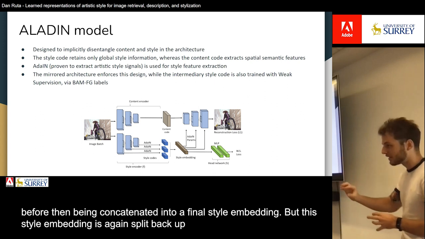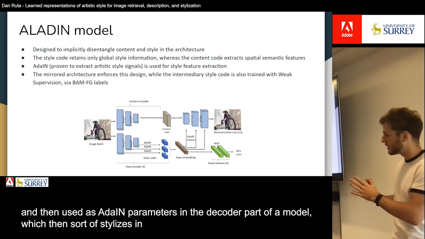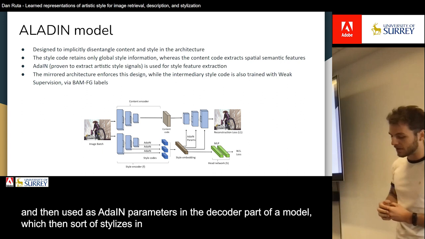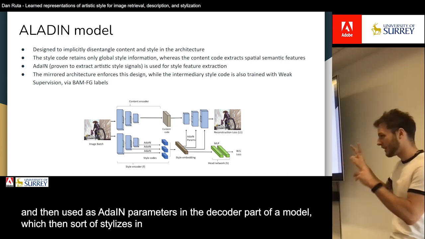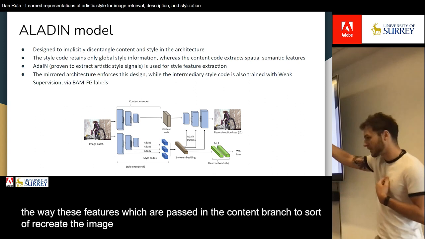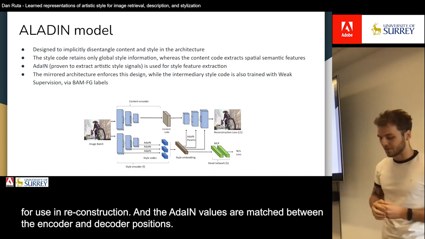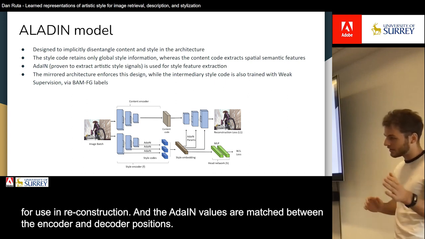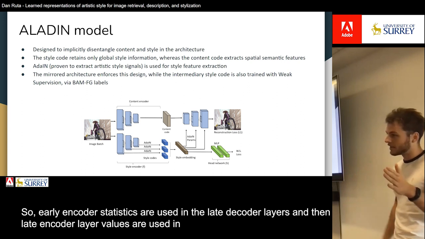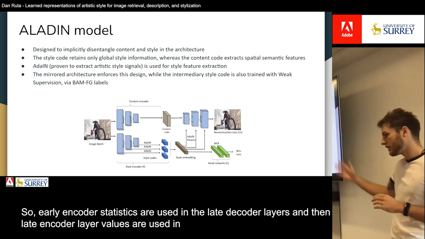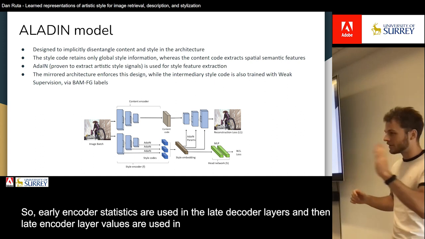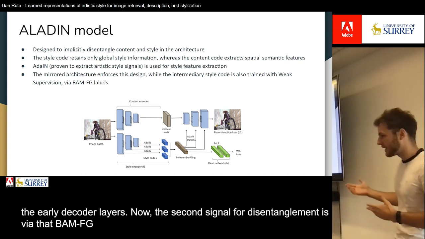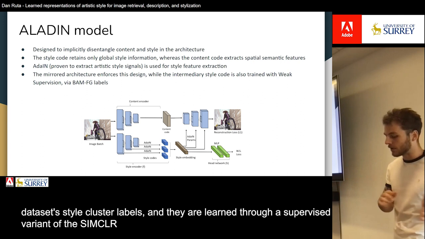But this style embedding is again split back up and then used as AdaIN parameters in the decoder part of the model, which then stylizes these features which are passed from the content branch to recreate the image using reconstruction. And the AdaIN values are matched between the encoder and decoder positions. So early encoder statistics are used in the late decoder layers, and then late encoder layer values are used in the early decoder layers. Now, the second signal for disentanglement is via the BAMFG dataset's style cluster labels.